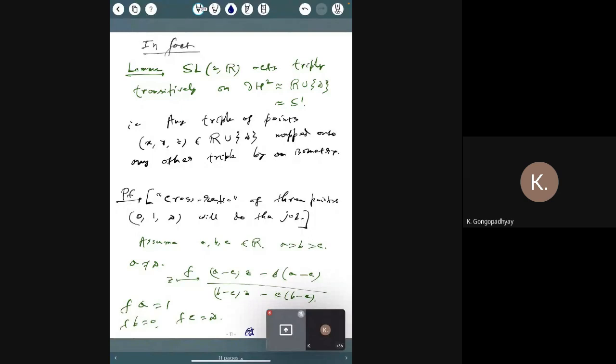The action on the boundary of hyperbolic space is really very nice. It's transitive, it's doubly transitive, it's triply transitive, and so on and so forth. And the conjugacy classification that I am talking about comes essentially from there. So let me quickly sketch the conjugacy classification.